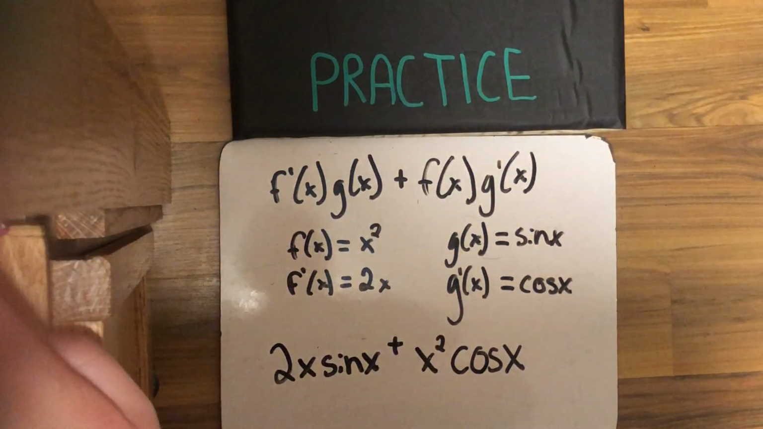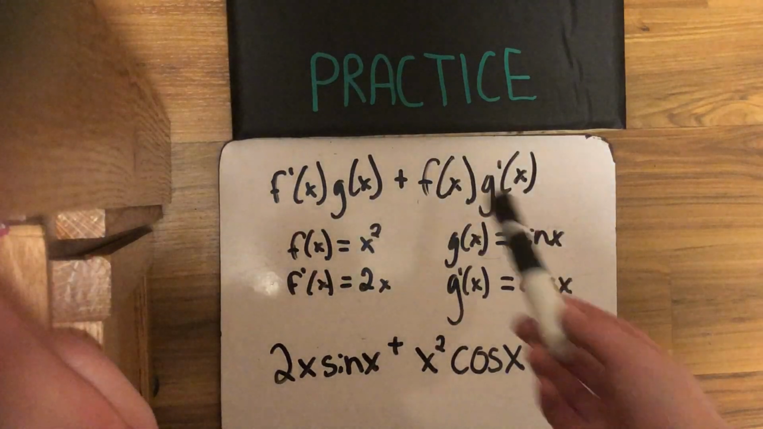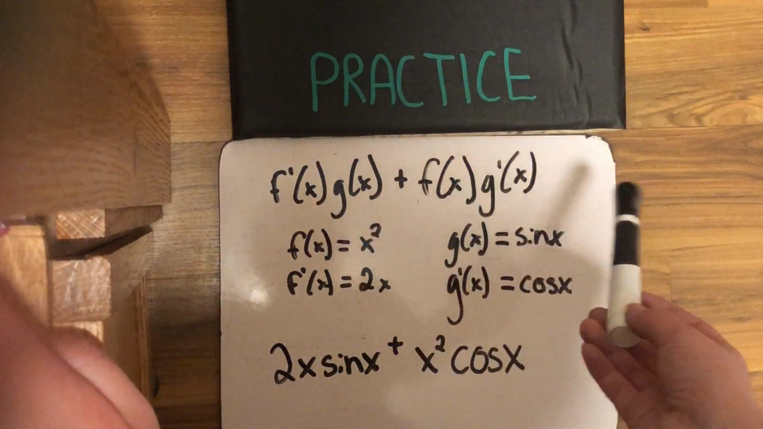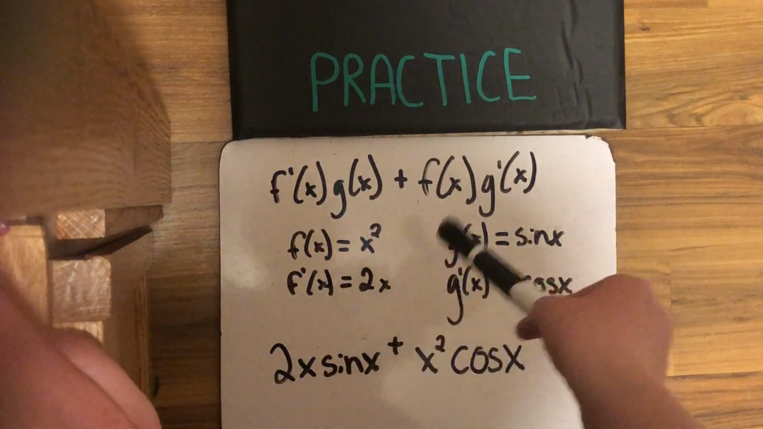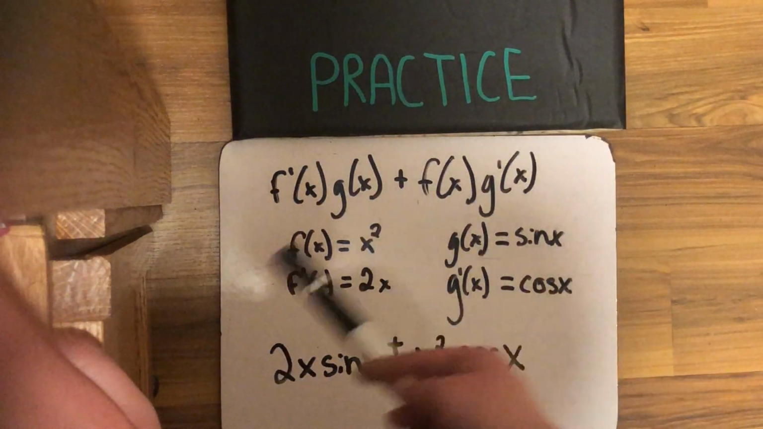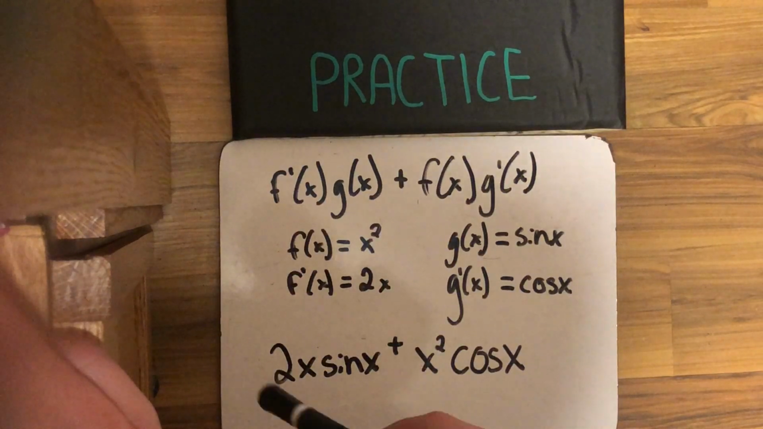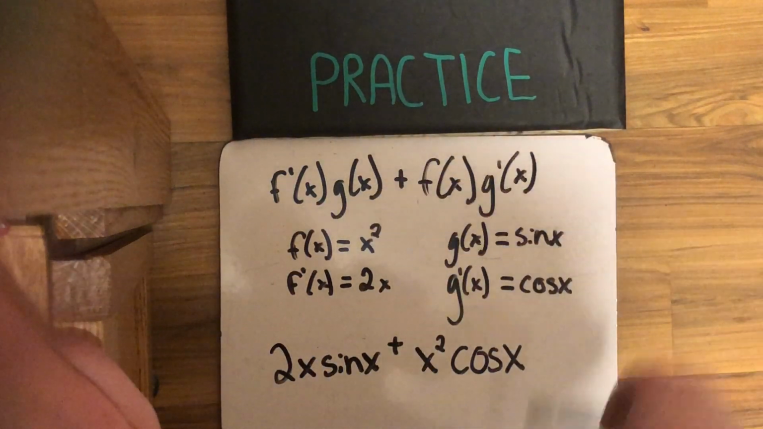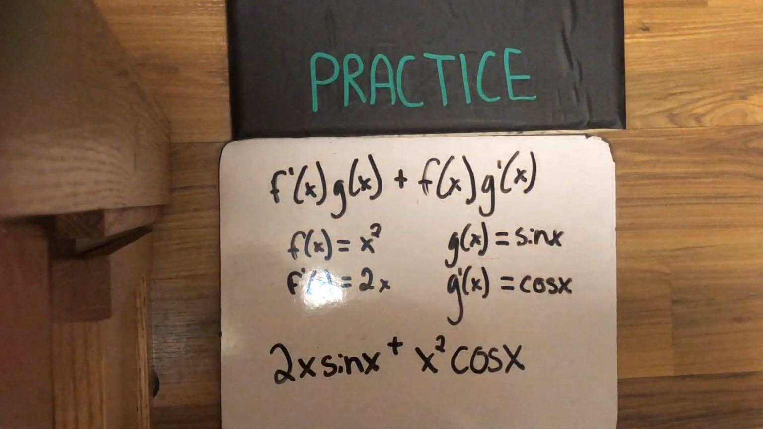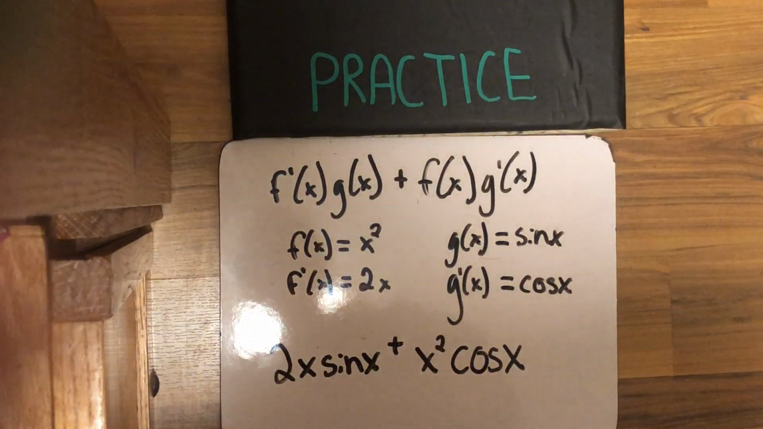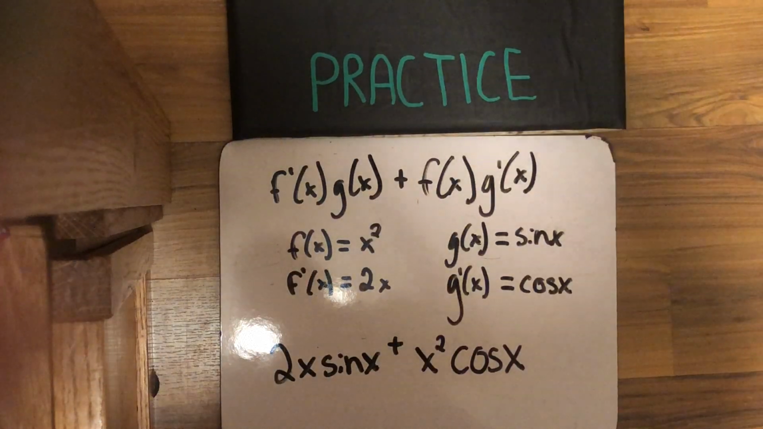So here's the answer for letter A. Using the product rule, because it was multiplication, you have to find f of x, f prime of x, g of x, and g prime of x. So I wrote those out. And then plugging those into the formula in the proper place, you get 2x sine of x plus x squared times cosine of x. That is k prime of x.